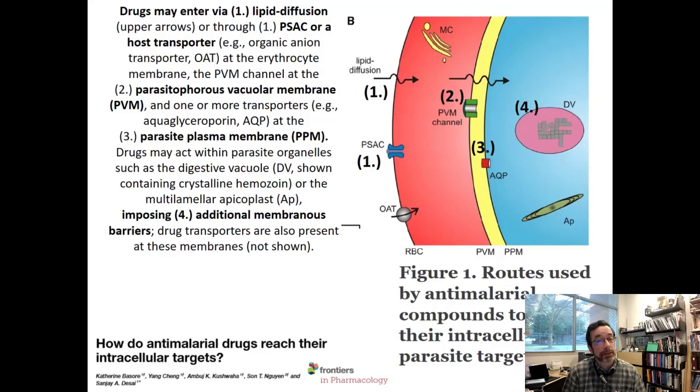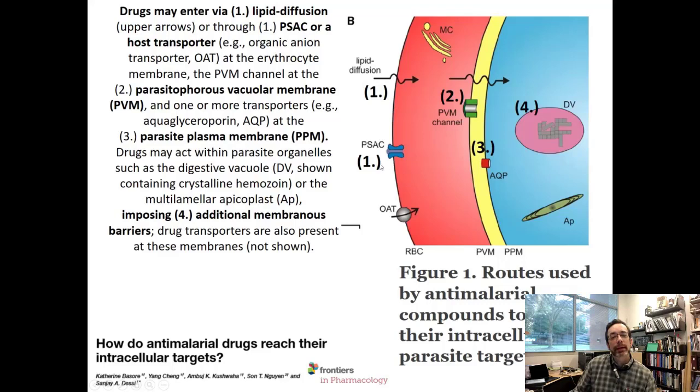Even if it's delivered intravenously, if it's in the blood, it still has to pass through many layers to get through the red blood cell membrane to where the malaria parasite is. Depending on where its target is, it may have as many as 4 membranes to pass through. They are numbered 1 through 4 this way.